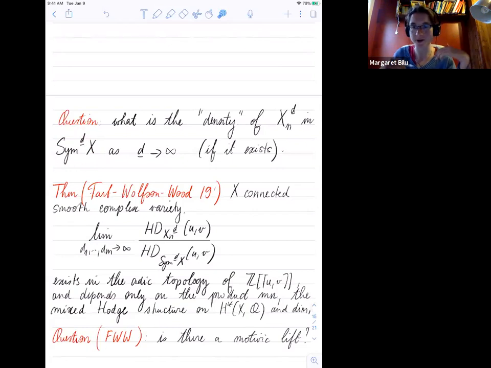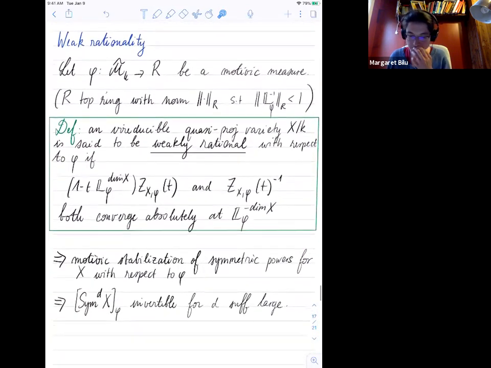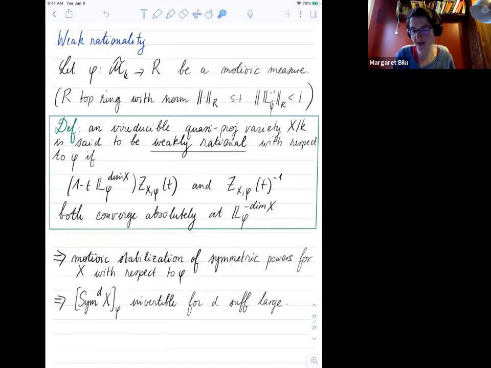A motivic lift will be some theorem that will hold whatever the motivic measure is, as long as this is invertible when I apply it. So let me give you the condition right away. Here again I start with any motivic measure that has values in a topological ring. I want to be able to specialize at negative powers of L. So I want a topological ring with a norm such that L inverse along phi has norm smaller than one, so that we can specialize at sufficiently large powers of this. Okay.